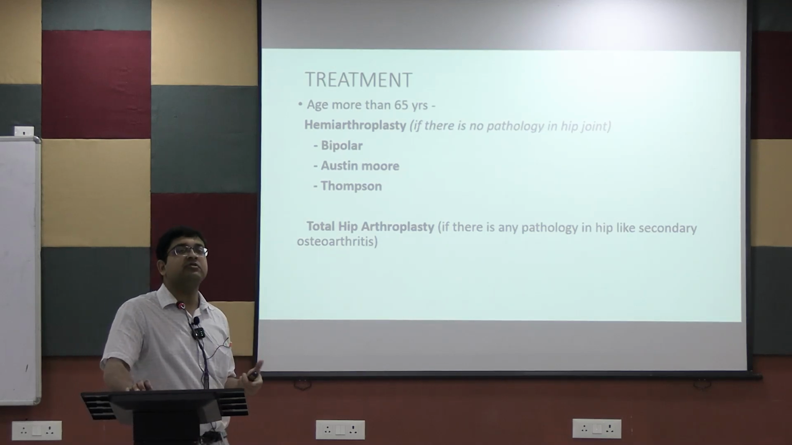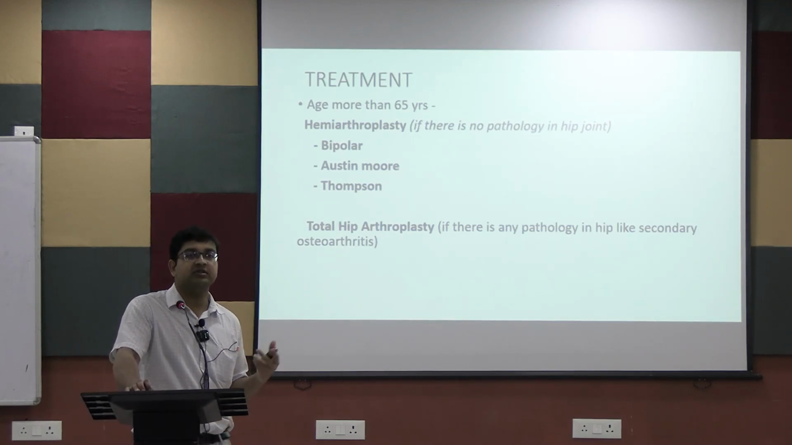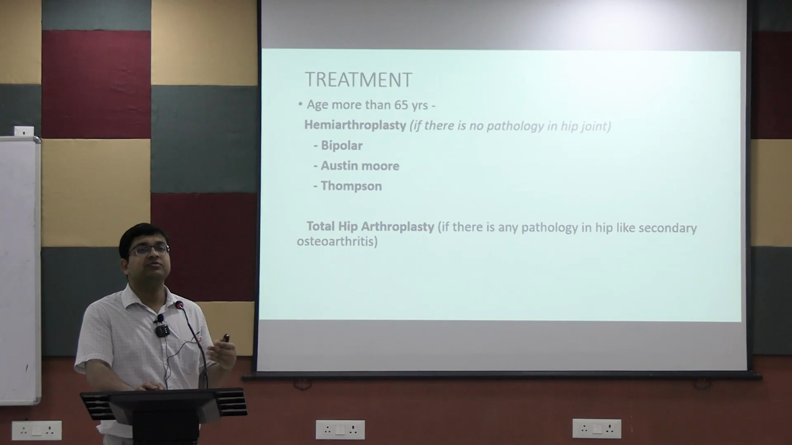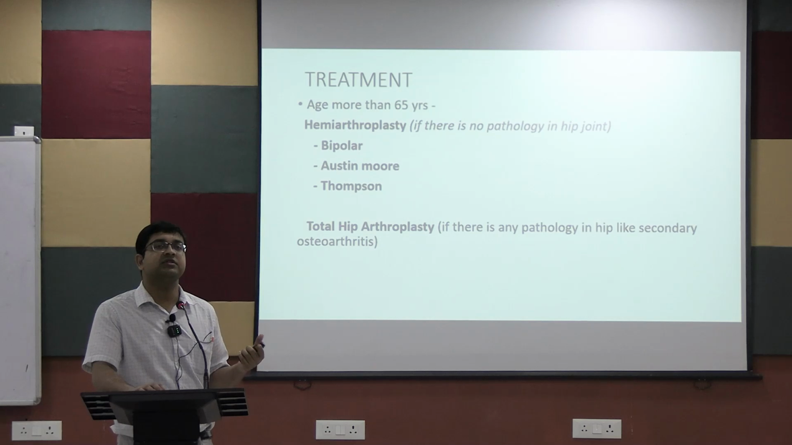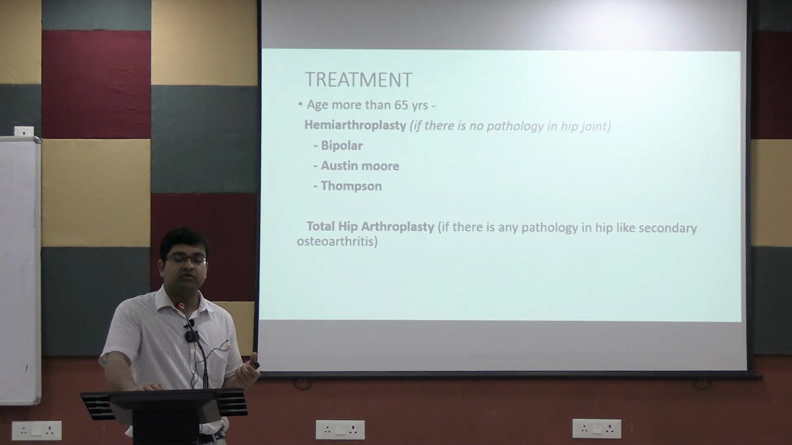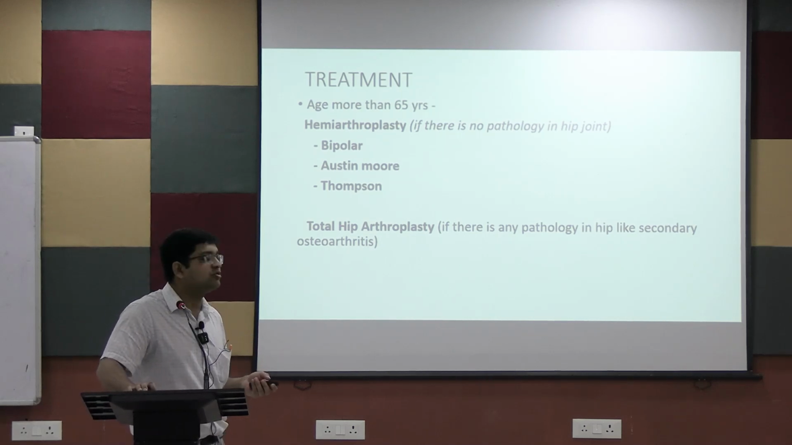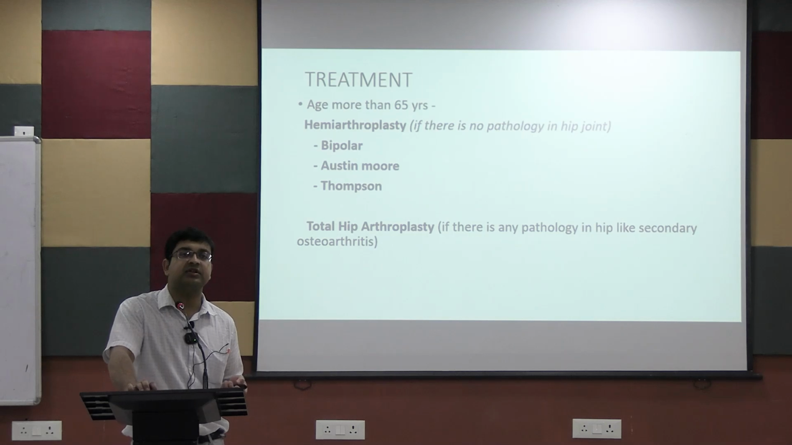ঠিক আছে, hemiarthroplasty। আচ্ছা, hemiarthroplasty কখন করব? If there is no pathology in the hip joint. Pathology means if the hip joint condition is good, the joint congruity is good, and there is no osteoarthritis in the hip joint. So then we can do a hemiarthroplasty. So hemiarthroplasty is of three types.